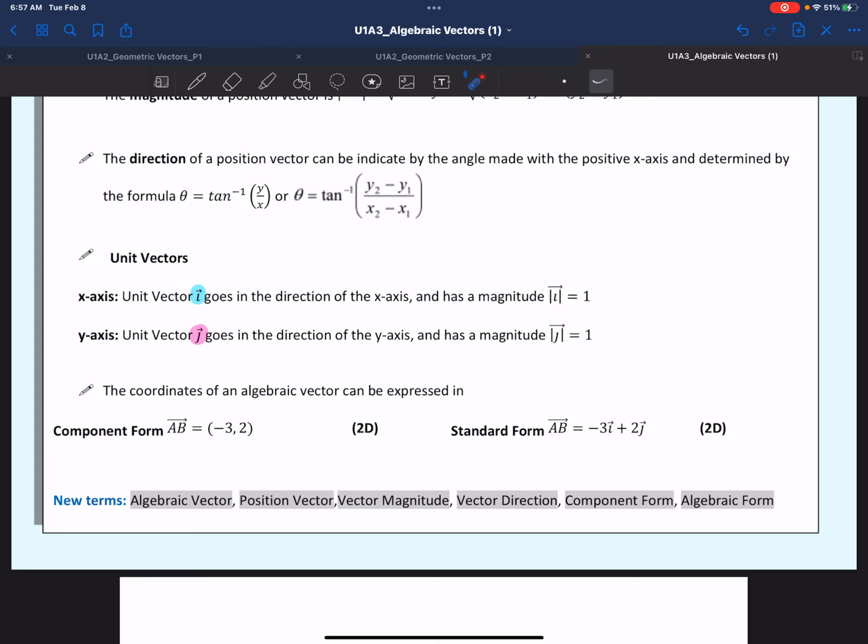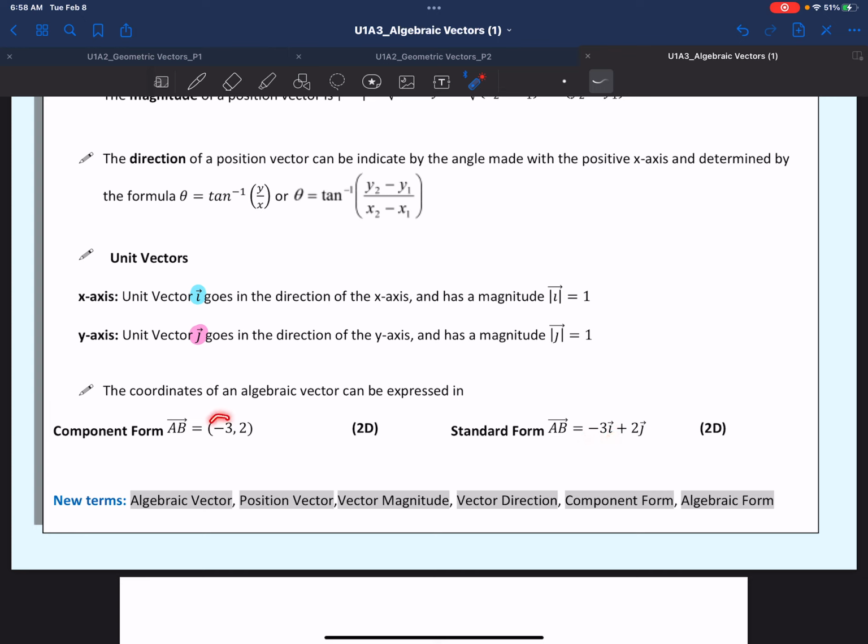Now, remember that there are two forms of expressing the algebraic vector. Component form means that we're just describing the coordinates, or giving the coordinates of the head of the vector, negative 3, 2. Or in what we call the standard form. So standard form is when we use the unit vectors i and j.